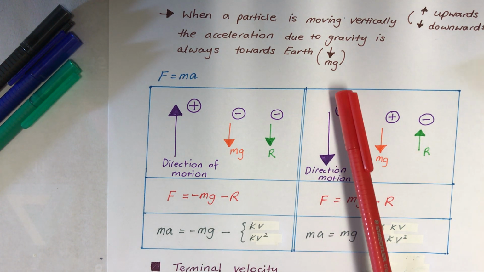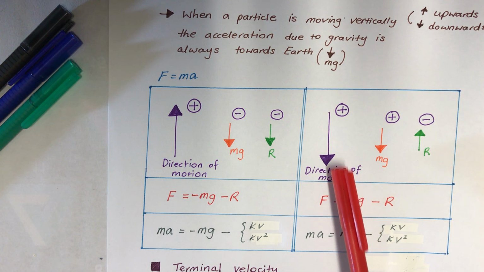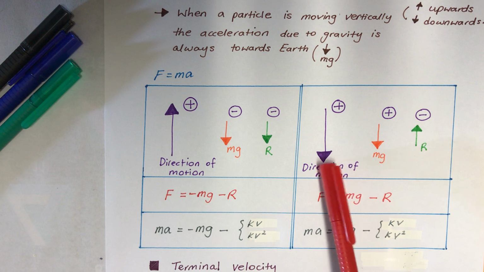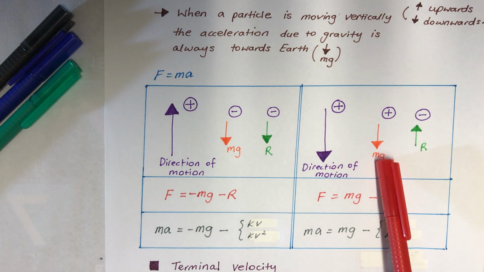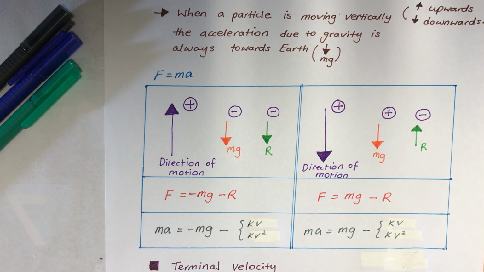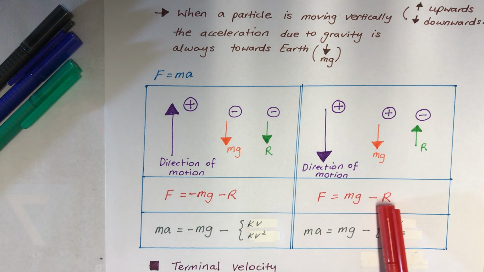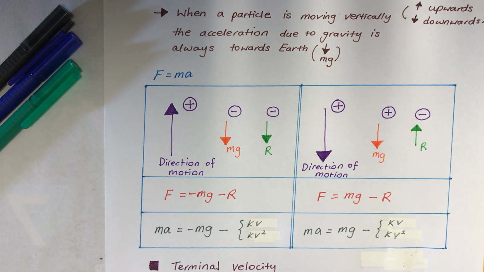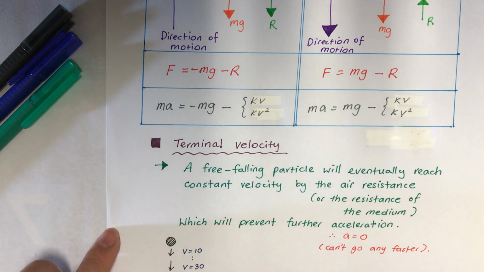So for upward motion, F equals minus mg minus R, where R is the resistance force, because both are negative. Here, if the direction of motion is down, like a falling object, that would be positive, and the resistance is negative. So that would be F equals mg minus R. Now we know F is ma, mg is there, and R depends on whether it's linear or quadratic. So that's the difference there. Okay, so let's have a look.